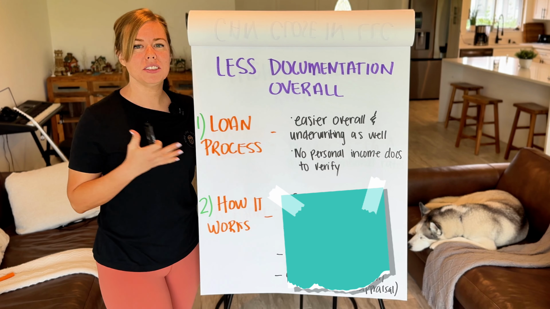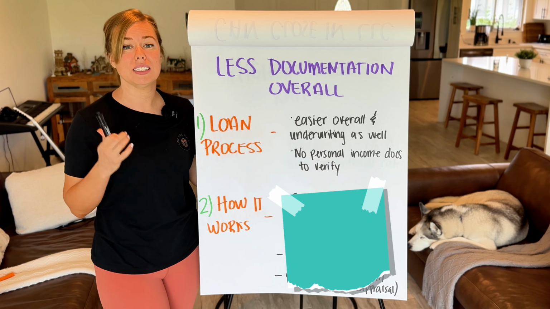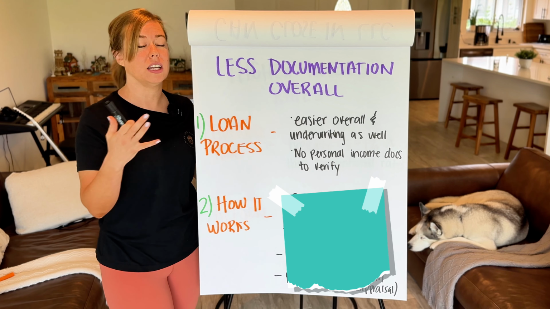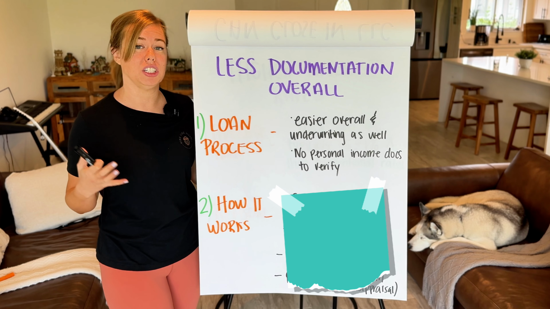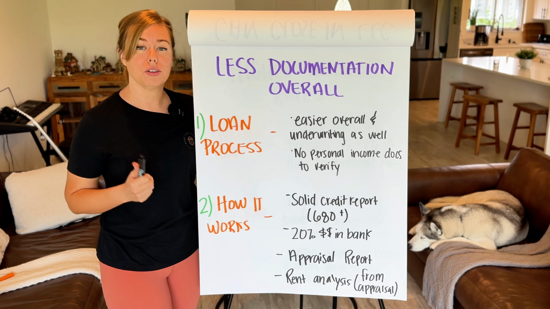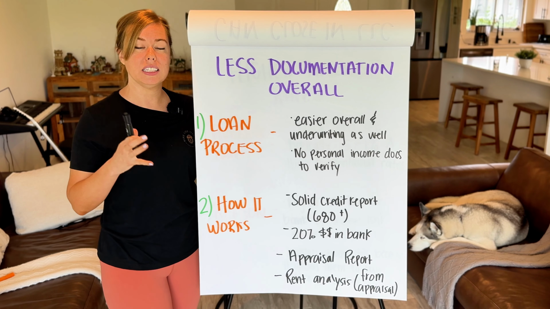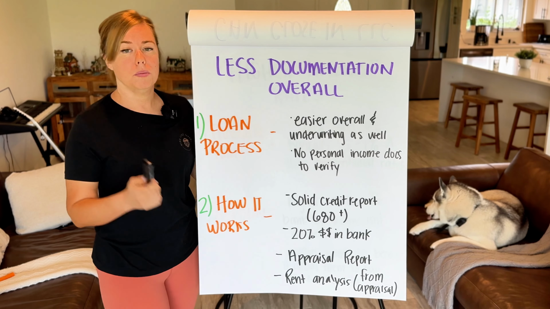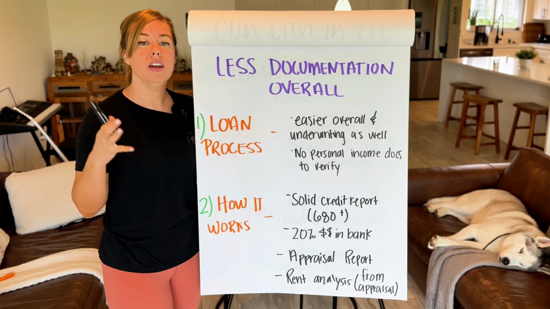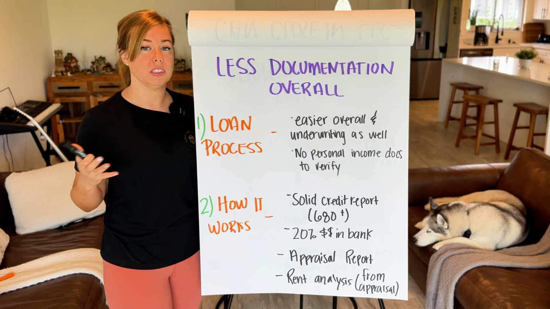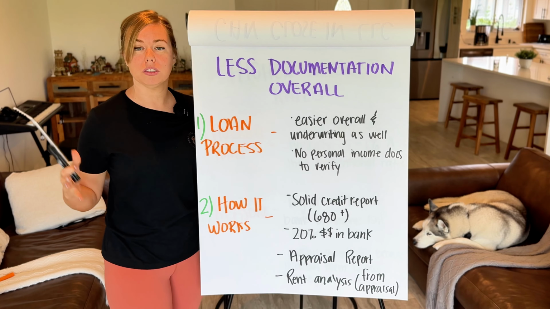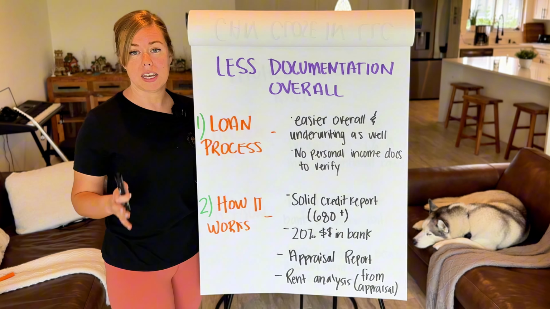And number 5 is there's less documentation overall, which makes the loan process a lot easier, and underwriting as well, because again, there's no personal income docs that they're having to verify. There's no employment verification as well. And how it works is they're going to need to pull your credit. They're going to need a credit report. Generally speaking, they need at least a 680 plus credit. Also, minimum down payment is 20% in most cases. So they're going to need to see that you have money in the bank. So they're going to need to see the last 2 months of your bank statements. Then they just need an appraisal report. And then they just need from the appraisal a rent analysis as well. And that's all they need for this type of loan.